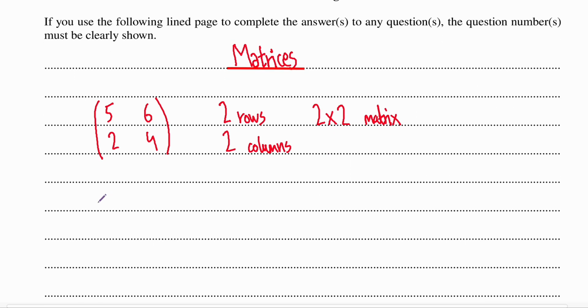For example, if I had 4, 3, 6, 1, 0, 1, this would be a 2 by 3 matrix, right? Because we have 2 rows: 4, 3, 6 is the first row, 1, 0, 1 is the second row, and then 3 columns. 4, 1 is the first column, 3, 0 is the second column, 6, 1 is the third column. So rows first and then columns.